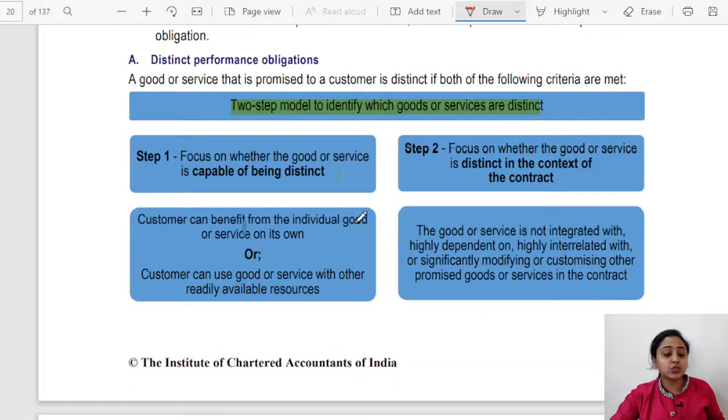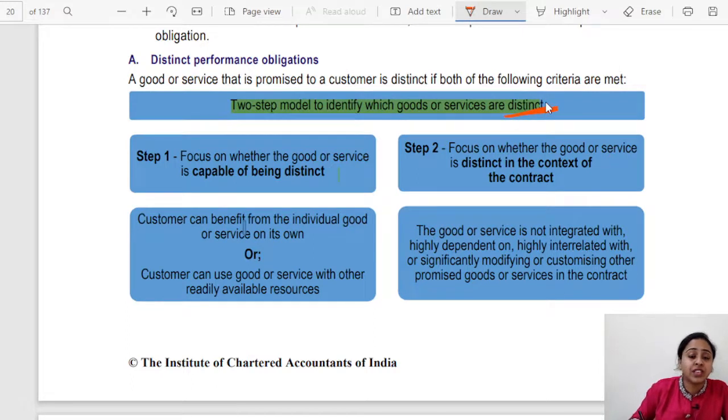Now there is a two-step model to identify which good or service is distinct. How do you identify whether a good or service is distinct or not? Two steps. First, is it capable of being distinct? Is it in a position that it can be consumed on its own, or using the available resources?